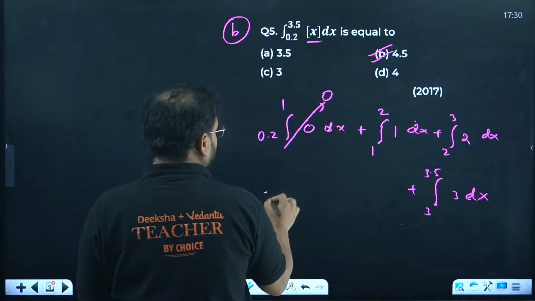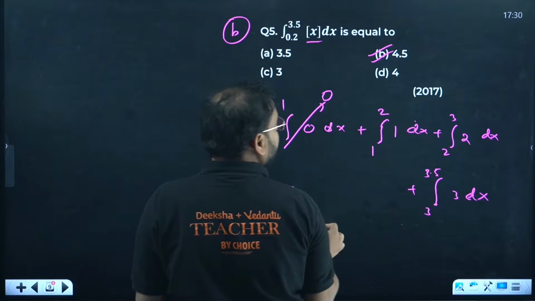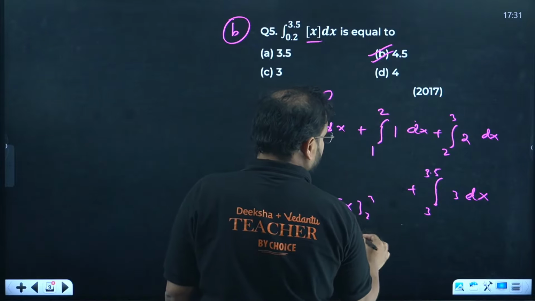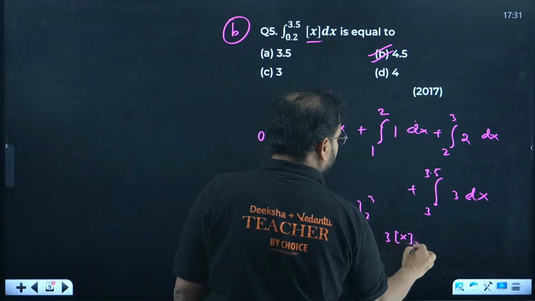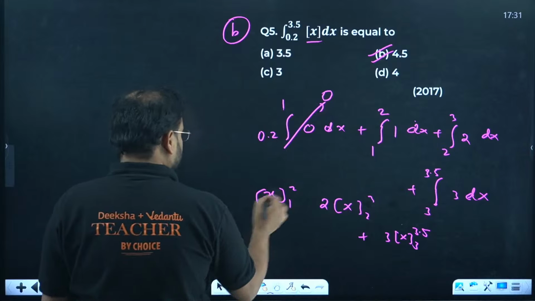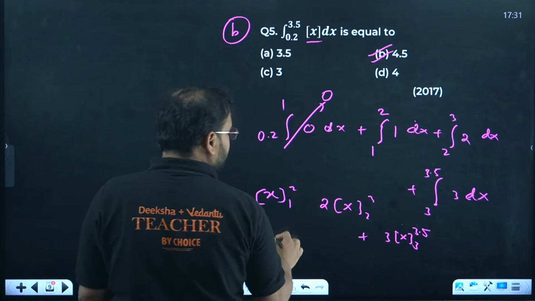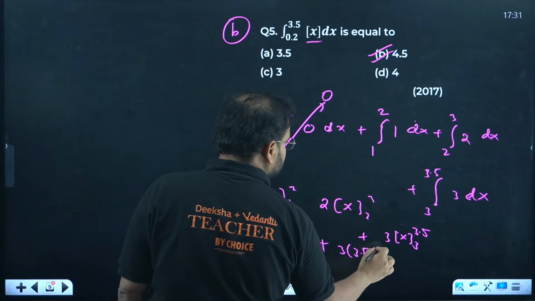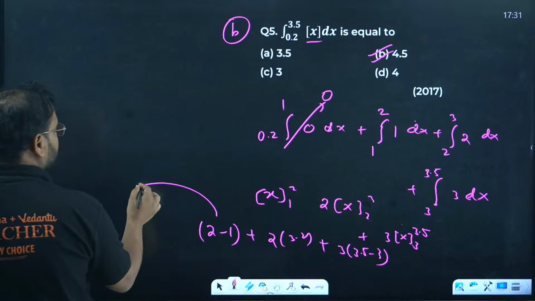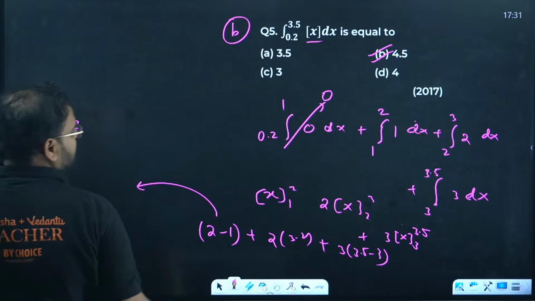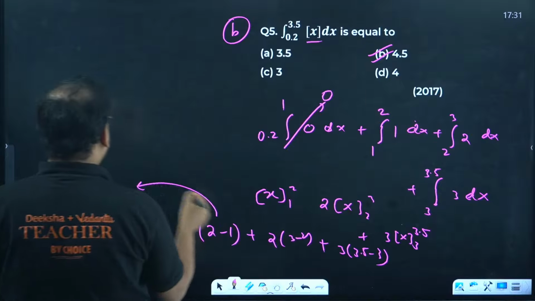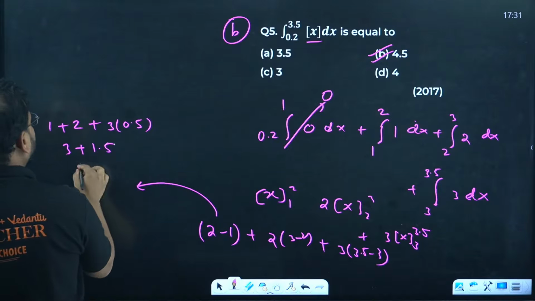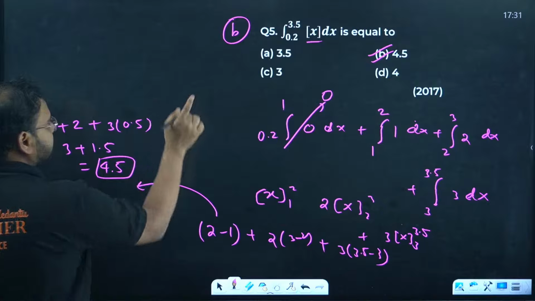So the integration becomes what? X from where to where? 1 to 2. And the other one is what? 2 times x from where to where? 2 to 3. And this is what? 3 times x from where to where? 3 to 3.5. This is going to be 2 minus 1, plus 2 into 3 minus 2, and 3 into 3.5 minus 3. Check here carefully. This value is how much? 1 plus 2, because 3 minus 2 is 1, so 2, and 3 into 0.5. How much is that? 3 plus 1.5. Answer, as you guys mentioned, 4.5. B is correct.